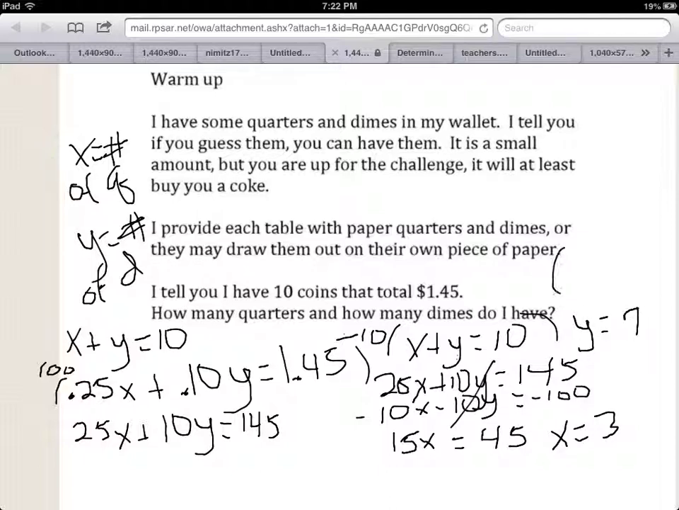Even though you write the solution as an ordered pair, you could graph both of these lines, and at the intersection point, the x is the first coordinate, which is 3, and the y coordinate is 7. They actually represent the number of dimes and quarters that I had in my wallet.